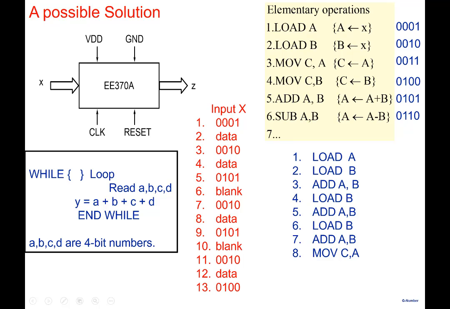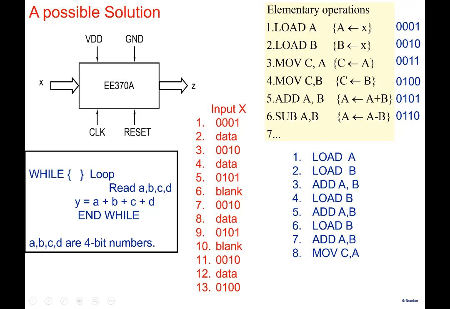So my IC has to recognize. Suppose I design my IC in a way that the first input that comes in, it takes as an instruction. Is this a load A instruction? Is it a load B? Is it move? It takes it as an instruction. The second piece of information that comes in is the data. So the first input is an instruction, and the second one is data.